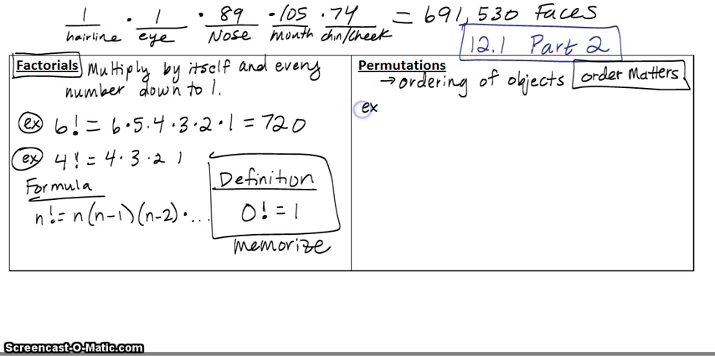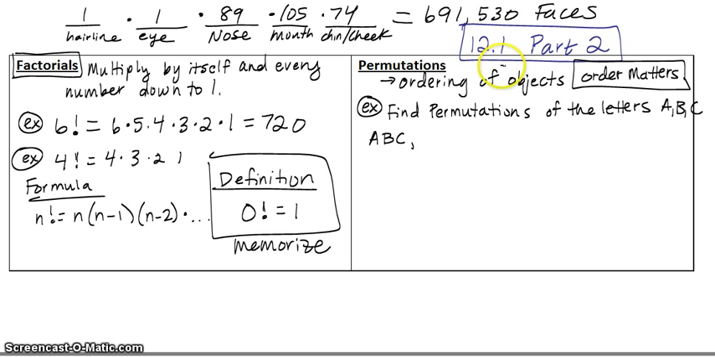Let's suppose that I had the letters A, B, C. So I'm going to find all of the permutations of the letters A, B, and C. Here's all the ways I can rearrange them. That's basically what I'm asking for, all the ways I can rearrange those letters. So I can rearrange them ABC, I could do ACB, I could do BAC, I could do BCA, I could do CAB, I could do CBA, and that's it.